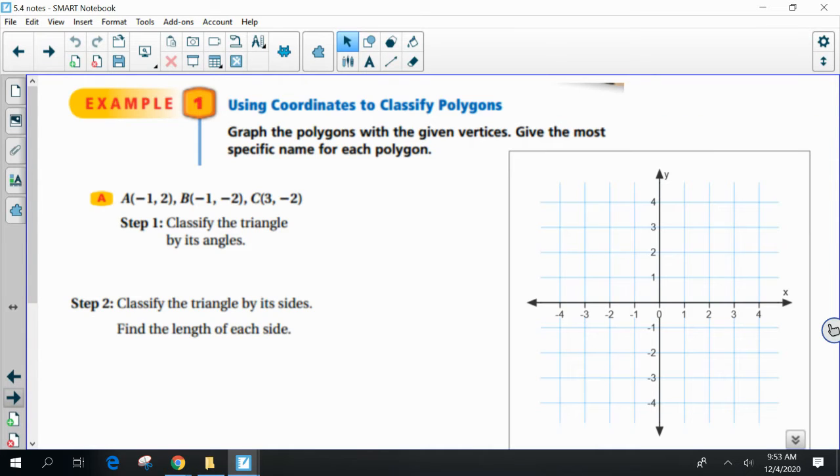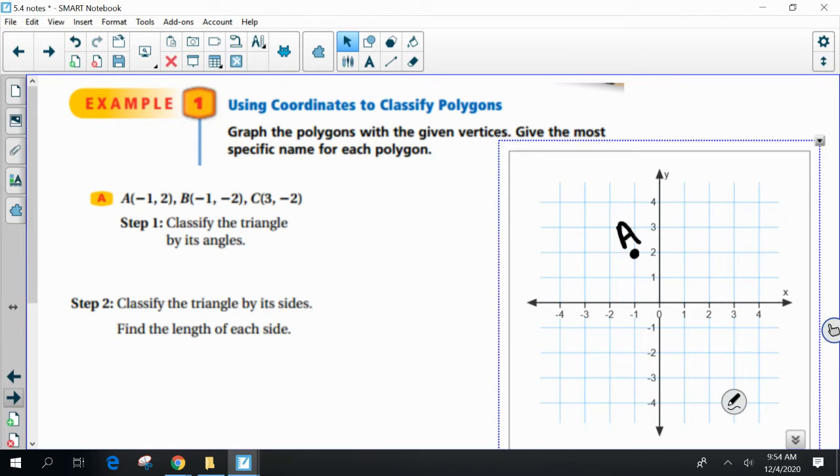Okay, so what we're going to do is we're going to graph the polygon. Polygon is a fancy word for shape. And we're going to graph it using the given vertices and then give the most specific name for it. So here we have 3 vertices, so this would have to be a triangle. If you have 3, it would always be a triangle. So we're going to graph it. And I would label your points as you graph. And then connect your points to draw the shape.